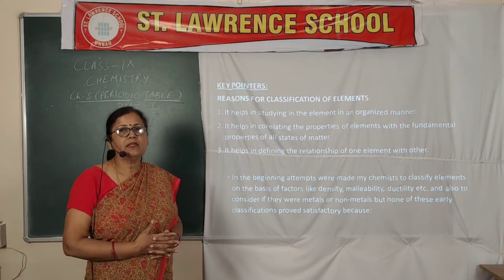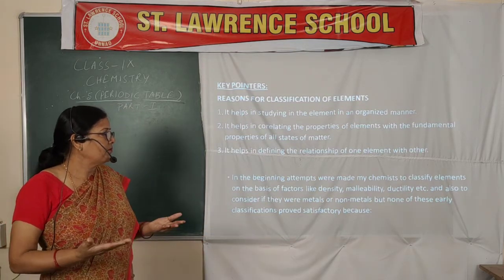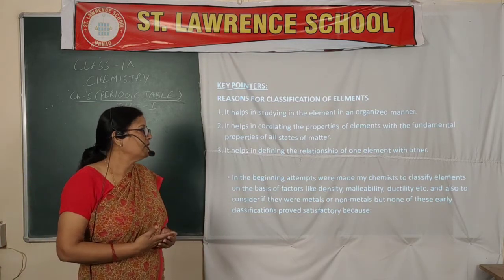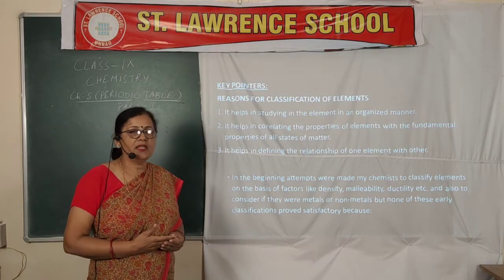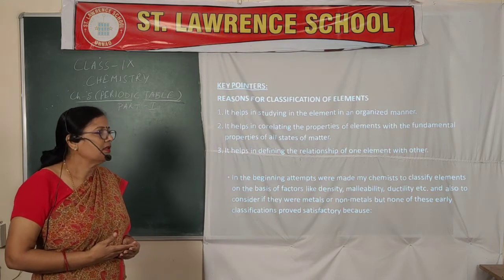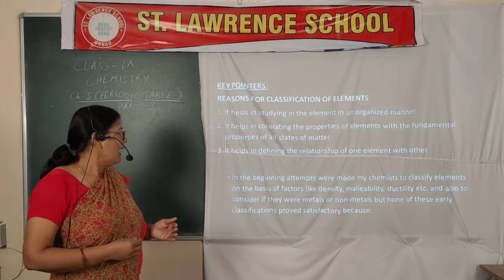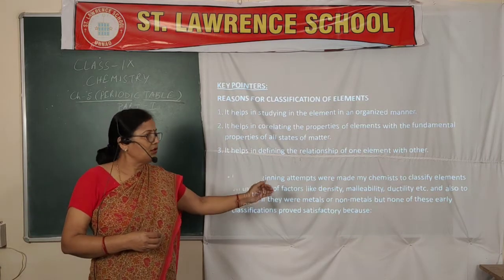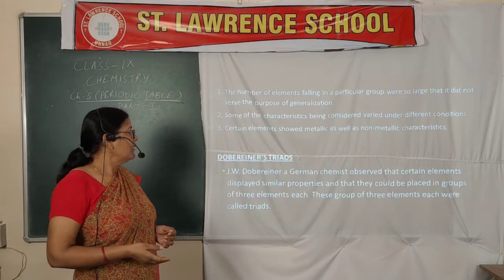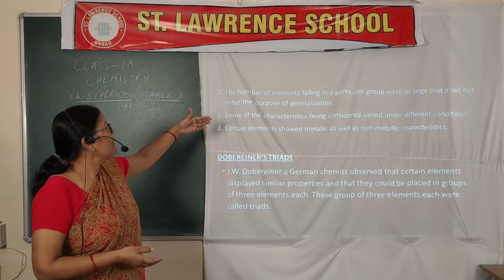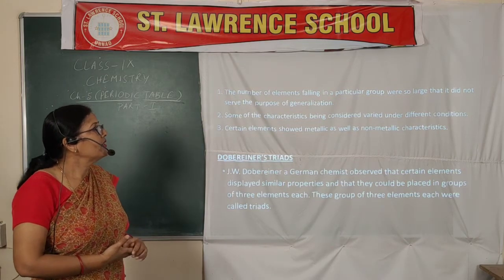Then malleability, that means it can be made into thin sheets. All the metals show this characteristic of malleability, getting thin sheets. Ductility, getting thin wires. And considering metals, non-metals and other properties, the metalloid properties. Because of these properties, the number of elements falling in a particular group is very large.